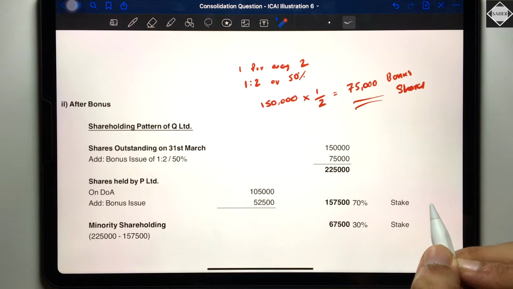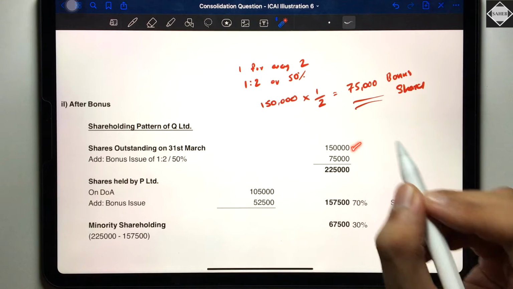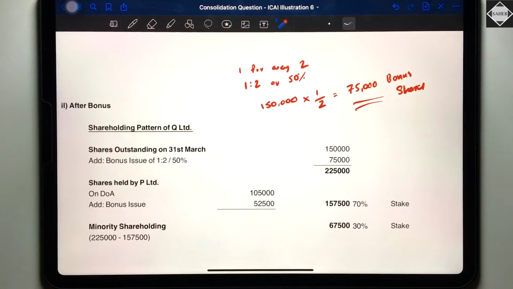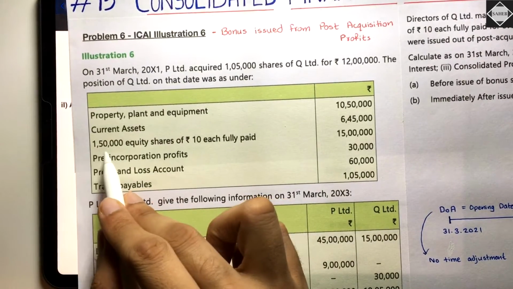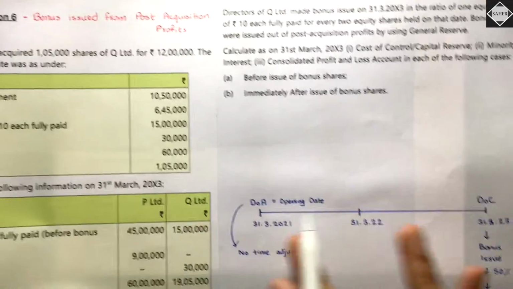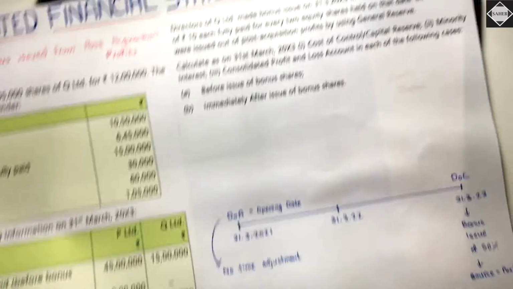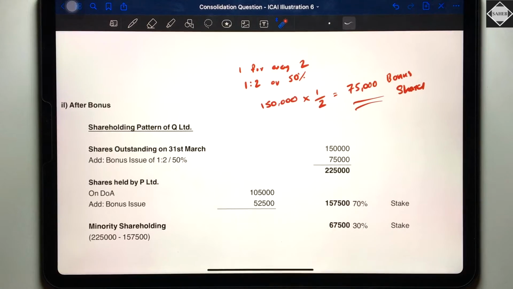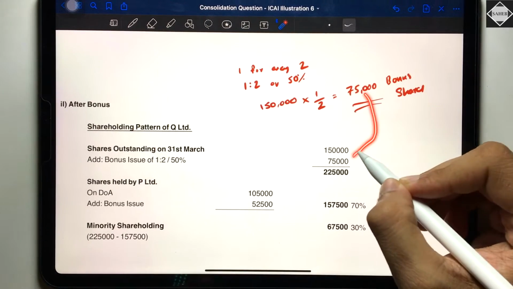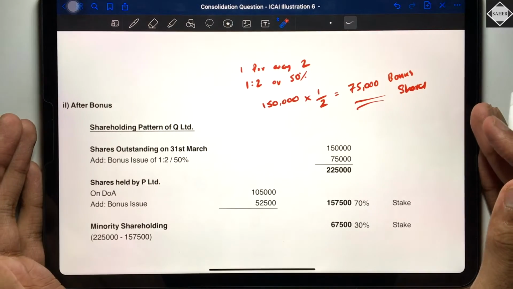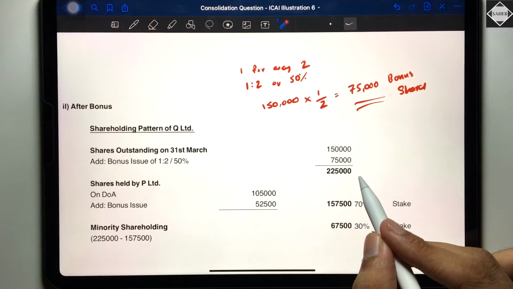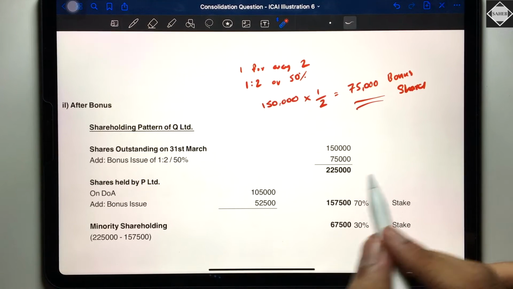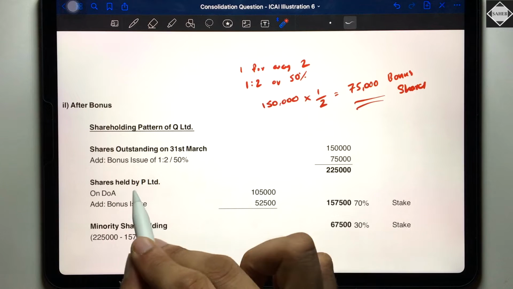Is it clear? Simple. 1,50,000 is the shares of subsidiary on the date of acquisition, right? And then bonus happened, so you have to add the bonus shares, that's 75,000. Just add that, you will get 2,25,000 as the total shares of subsidiary on the date of consolidation. Is it clear? And then you take shares held by holding company P Limited.